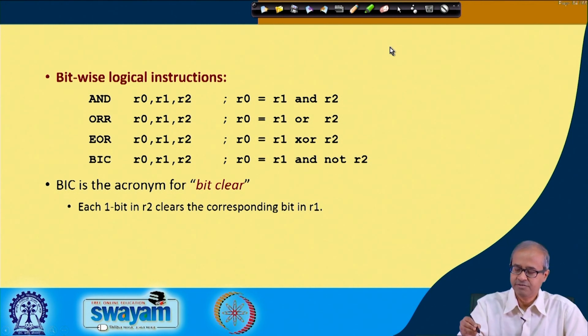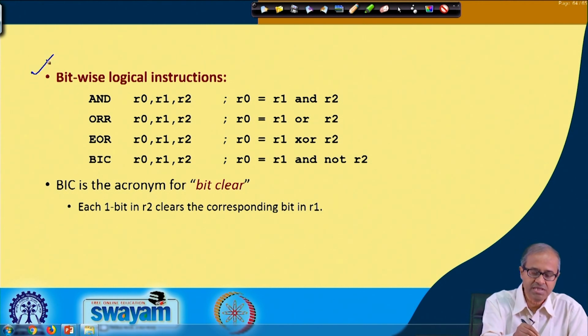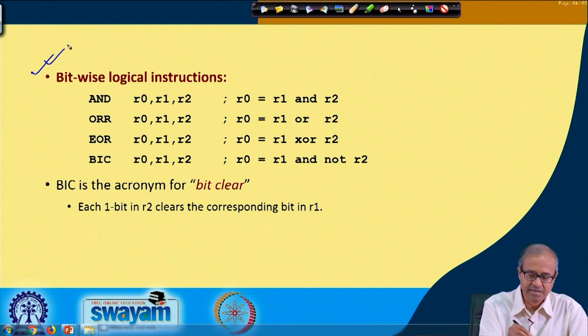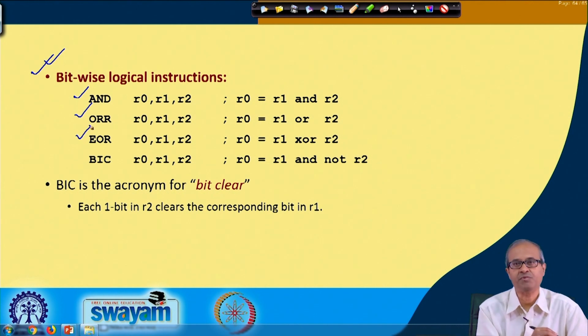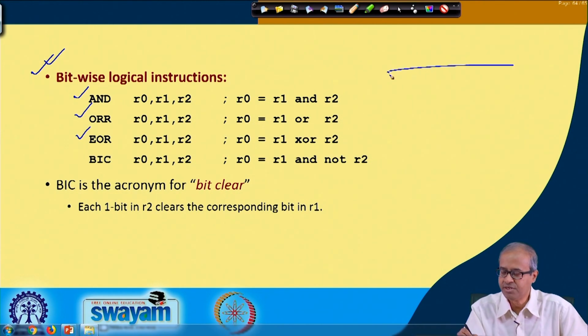All right. So, after these addition and subtract instructions, there are some bitwise logical instructions. There are instructions like AND, OR and exclusive OR. So, when I say AND, let us say similar to add R0, R1, R2, what happens? R1 and R2 are the two operands. So, they are all 32-bit numbers.